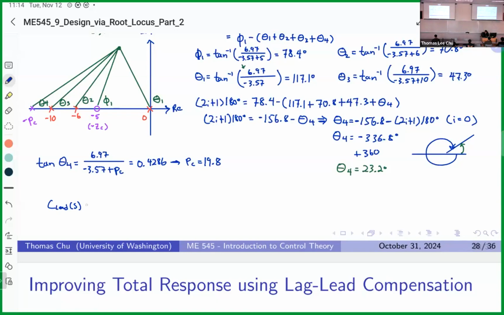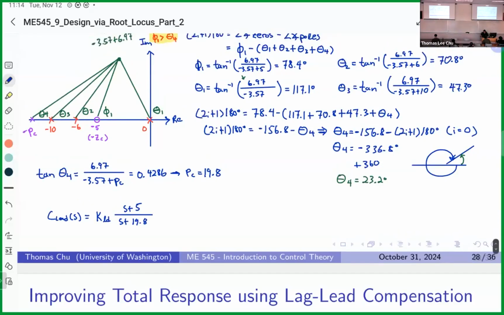Anyway, so our lead controller is going to look like this, where we have K lead. I'm just going to use LD for shorthand notation, and we chose a zero at -5, and we calculated our pole to be at -19.8. So this is our compensator.